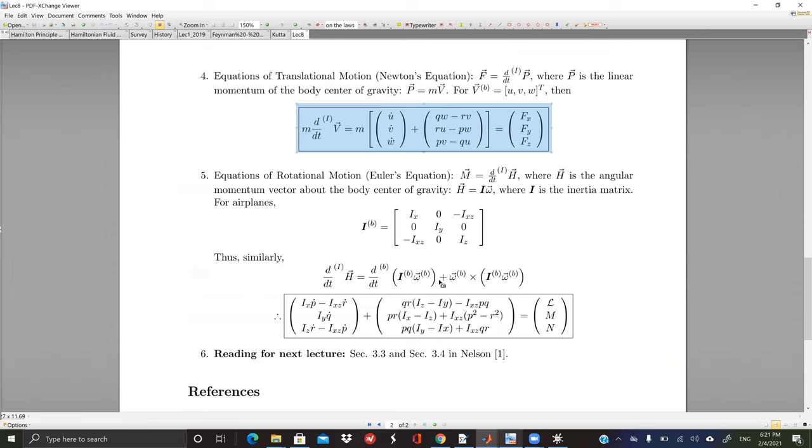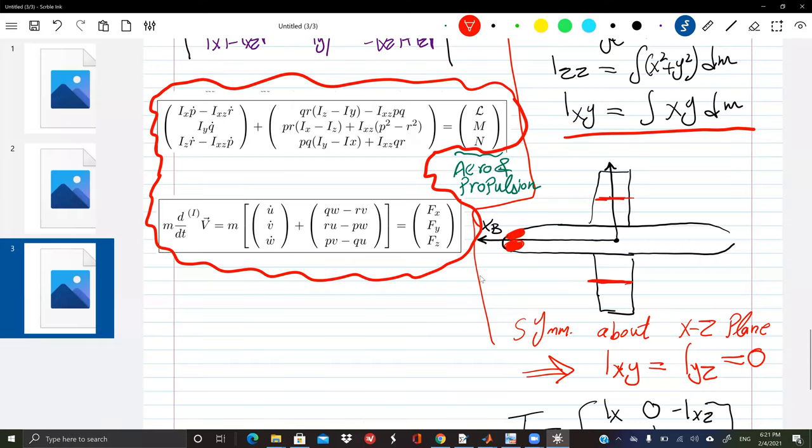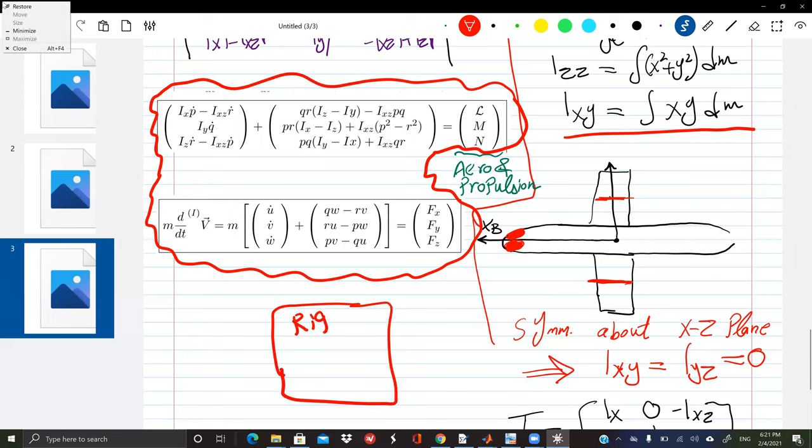Actually, do we have a picture here? We don't have a picture. That's fine. We can draw a picture together. So this set, let's see. This is my rigid body dynamics, which is applicable to what? To your airplane, to spacecraft, to submarine, to your car, to flying taxi, to whatever.